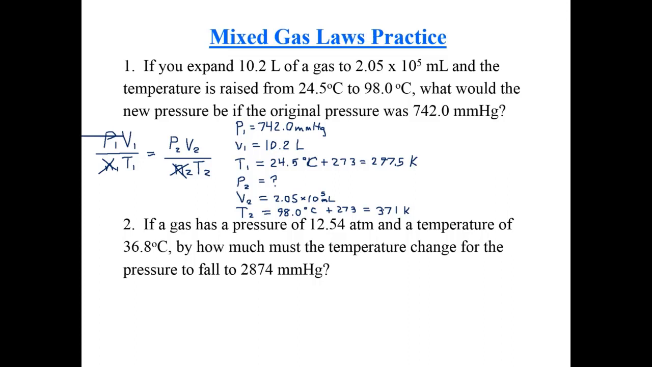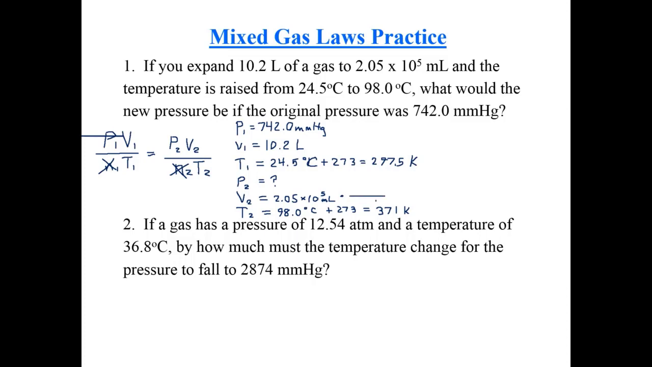All right, now what about the volumes? Are the volumes okay as is, or do we have to do anything? We have to convert one, because one of them is milliliters, the other is liters. Now, does it matter which one we convert to? It actually doesn't matter. You could convert liters to milliliters, or milliliters to liters, as long as the units are the same. But we'll go ahead and convert milliliters to liters.